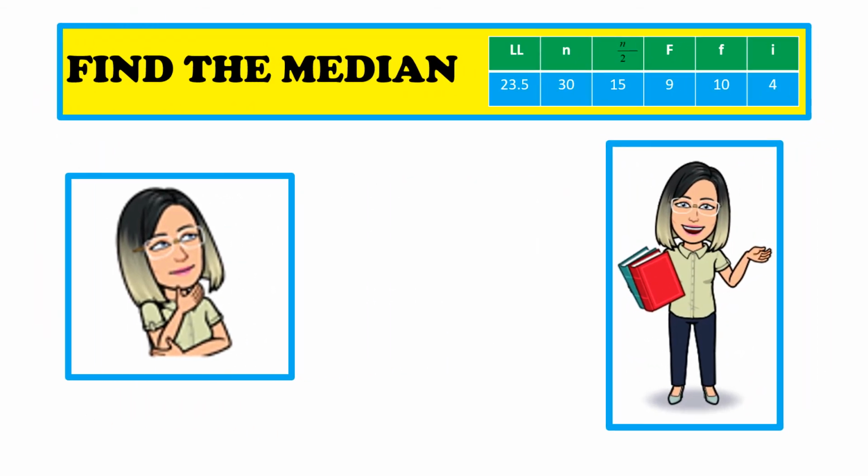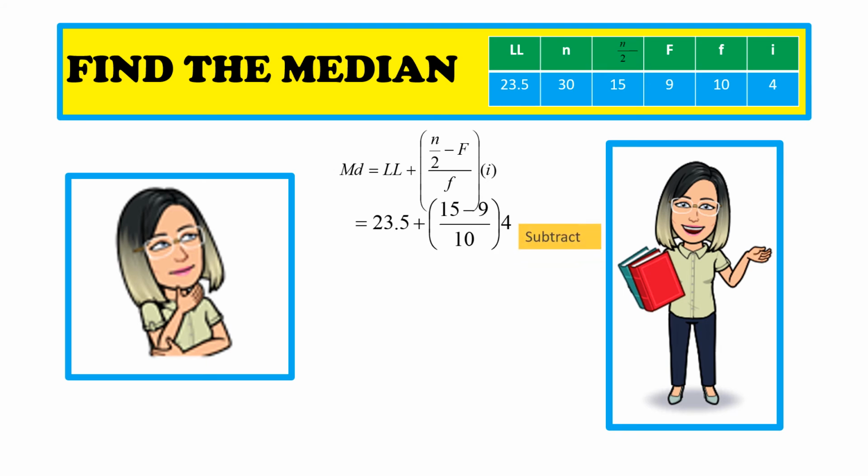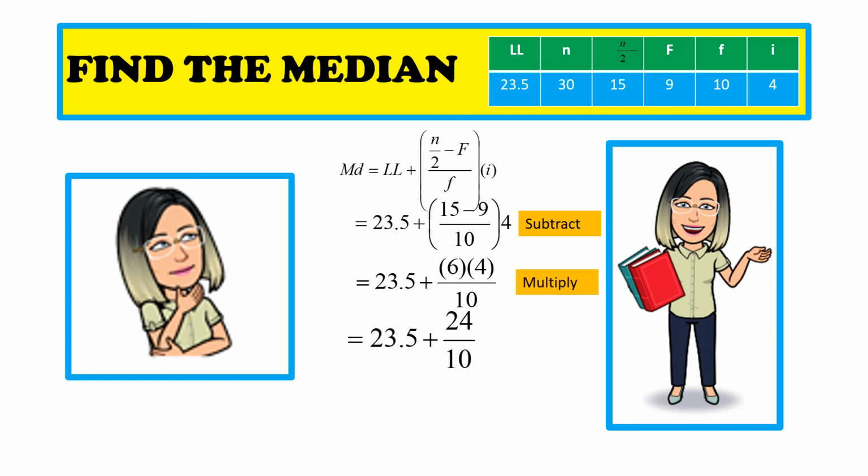We are now ready to find the median. We have the formula. Median equals lower limit plus (N over 2 minus capital F) all over small f, times the interval. We substitute the given values in the formula. Then we subtract 15 minus 9. 15 minus 9 is 6. Then we multiply 6 by 4. So 6 times 4 is 24.